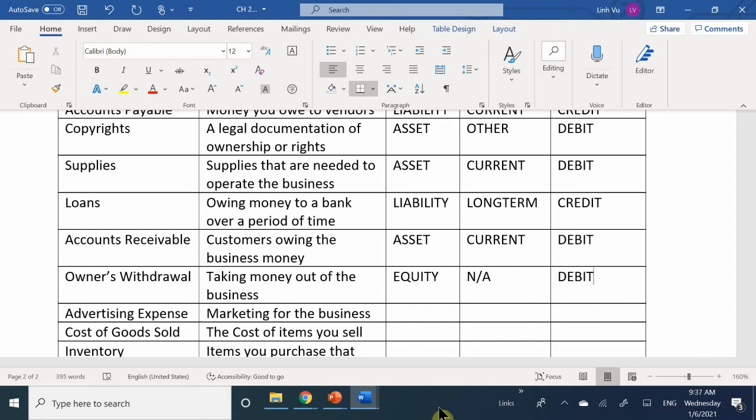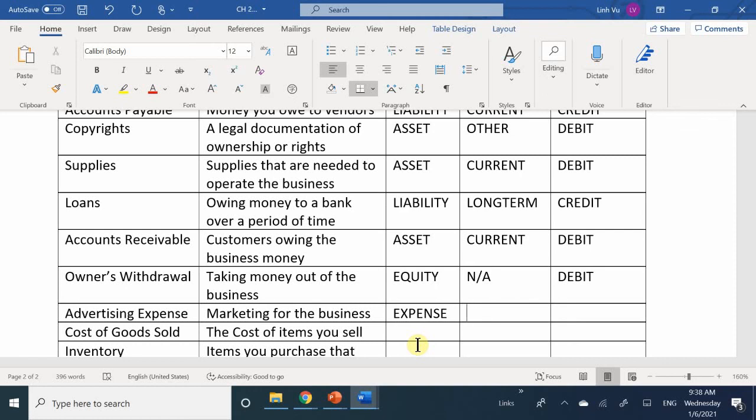What about advertising expense? It's not an asset. It's definitely going to be an expense. So again, this is buying marketing materials to promote your business. So it is going to be an expense.